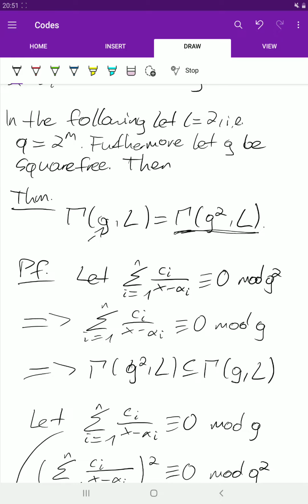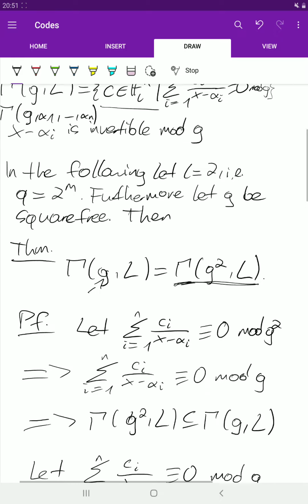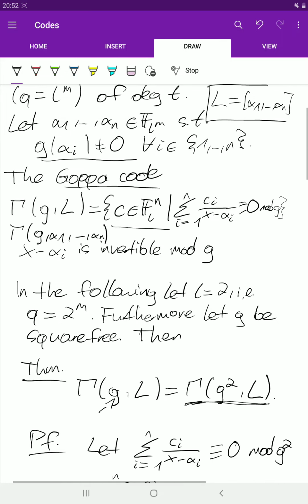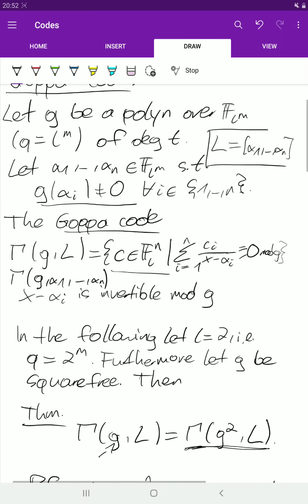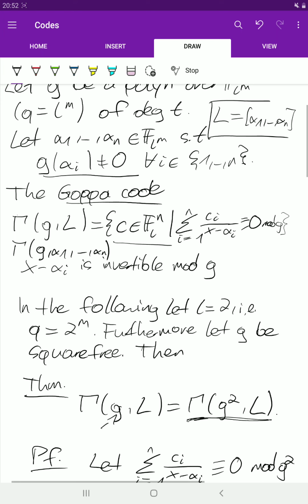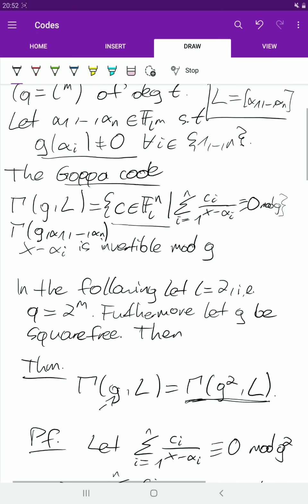So yeah, maybe one more thing. Goppa codes are, for instance, important for cryptography, so they appear in the McEliece cryptosystem, and you can also use them in the dual system, in the Niederreiter system.